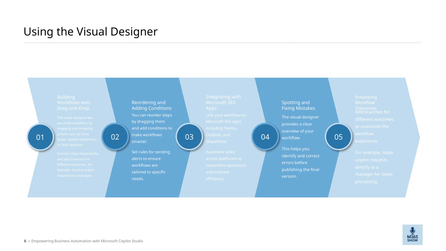Moving on, you can easily reorder steps by dragging them around to optimize your process. Plus, adding conditions allows your workflows to make smarter decisions, like sending alerts only when certain criteria are met. This makes your automation more tailored and effective.